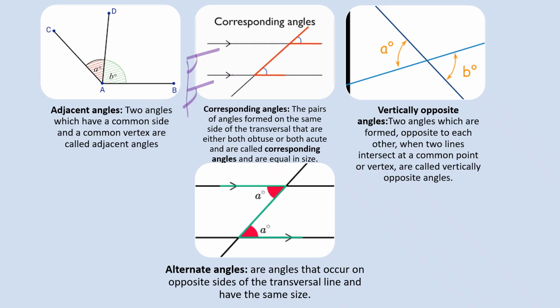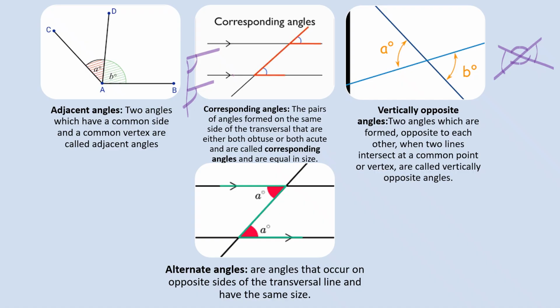Now next, vertically opposite angles. The two angles which form opposite to each other, they should be in an opposite direction to each other. In a simple word, they should make an X. So if you are making an X, these two will be equal and these two will be equal. They are known as vertically opposite angles.